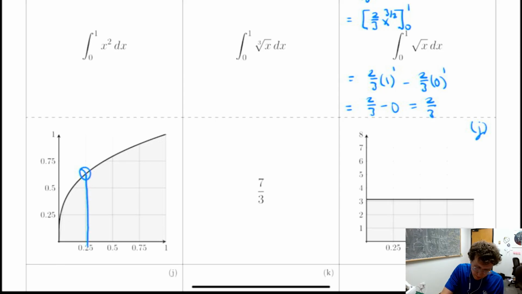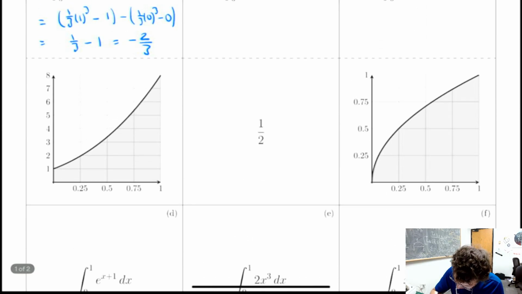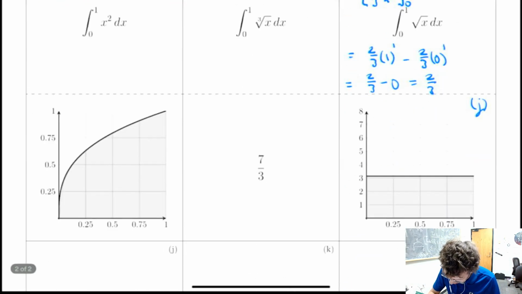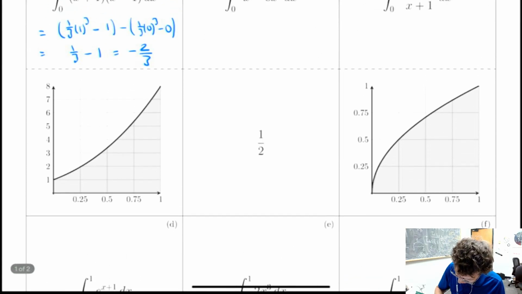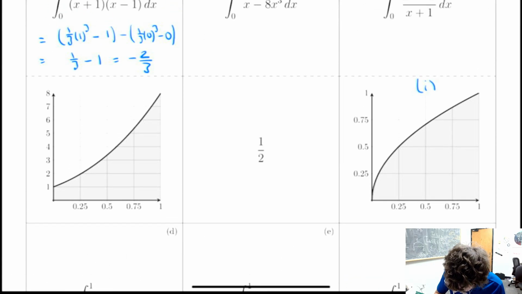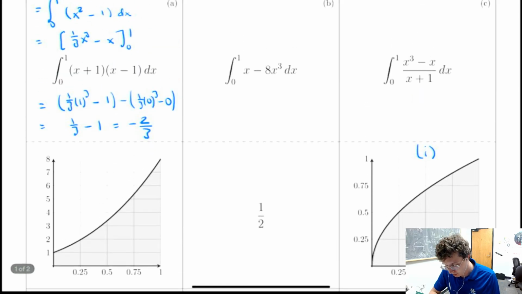Nope, that's bigger than 1/2. Whereas on this graph, yes, it is exactly 1/2. So this is the graph of y equals the square root of x. So domino I matches with the bottom of this domino.